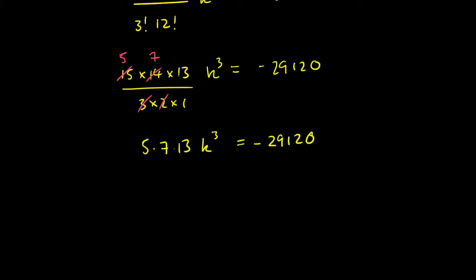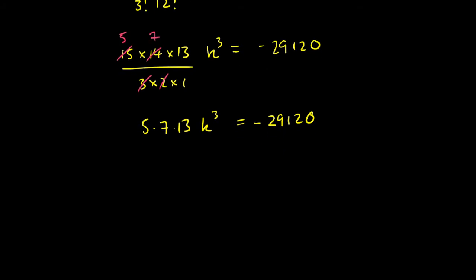If you didn't have your calculator, that would be irritating, to have to divide like that, to do long division, maybe 2 or 3 times. But it is possible. It is doable. Now, I'm just going to key it into a calculator to save time. If I divide both sides by 5 times 7 times 13, I'm going to get negative 64. And therefore, k is going to be equal to negative 4 because I cube root both sides.